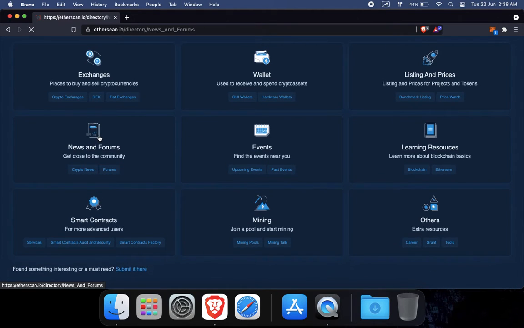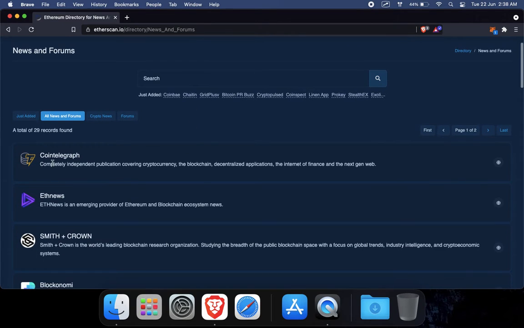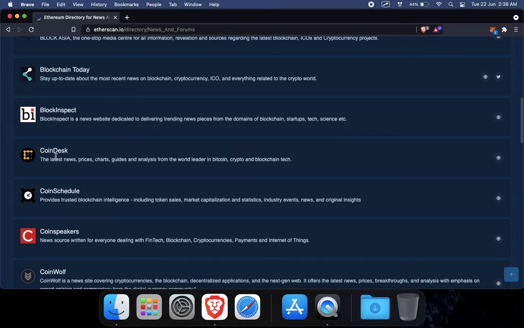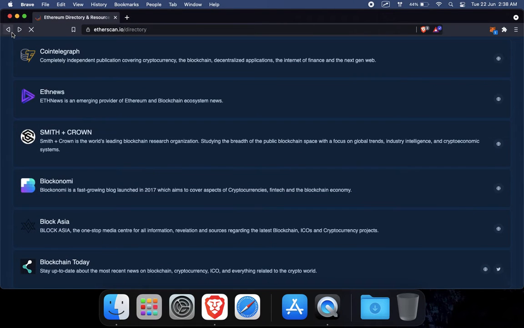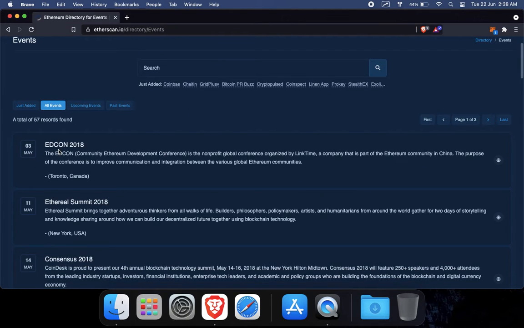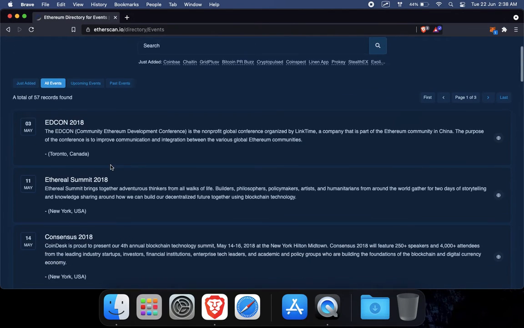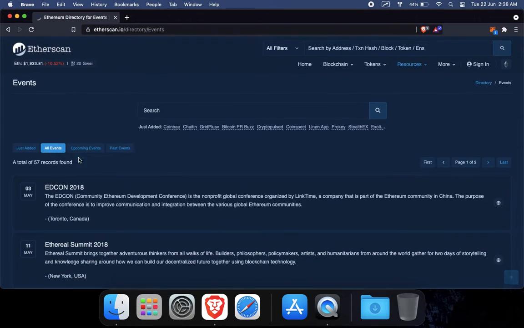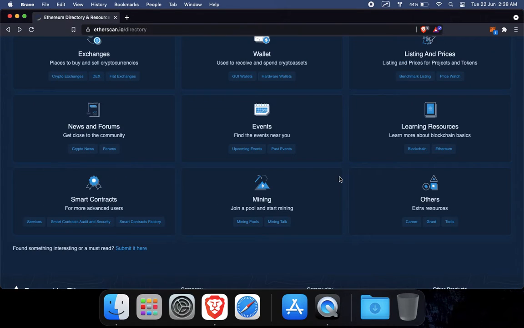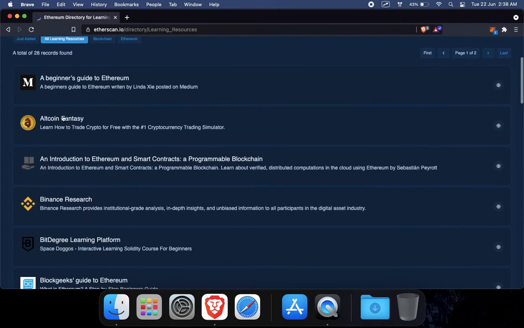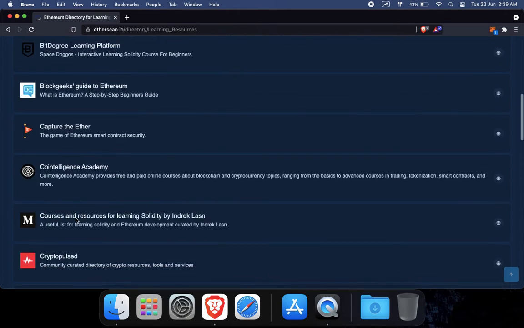News and forums. So where do I want to get the most up-to-date news? Cointelegraph is very popular, right? CoinDesk also very popular. I use those two. Events. What events are happening, right? EDC Con 2018. Okay, these are all slightly outdated, right? So they haven't updated it yet. Learning resources. Where can you learn about Bitcoin and blockchain? Beginner's Guide to Ethereum, Binance Research, and so on and so forth.